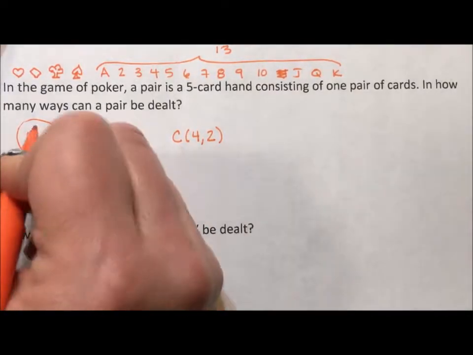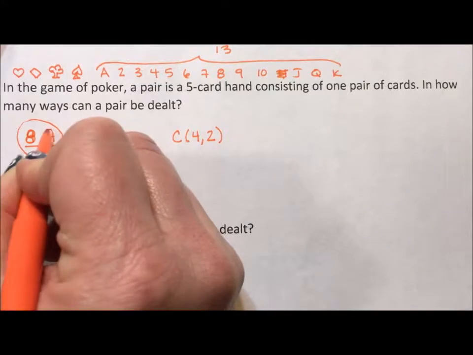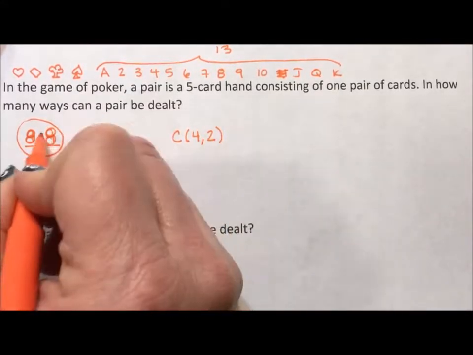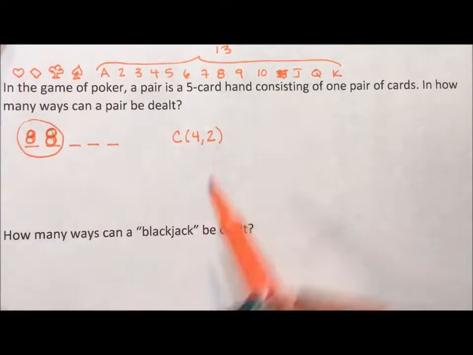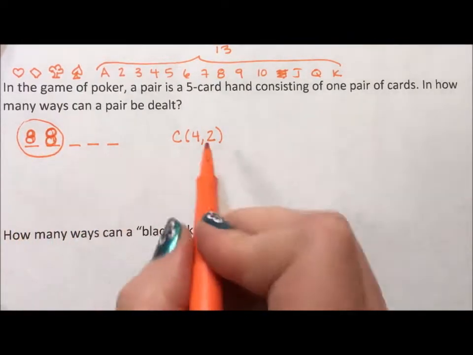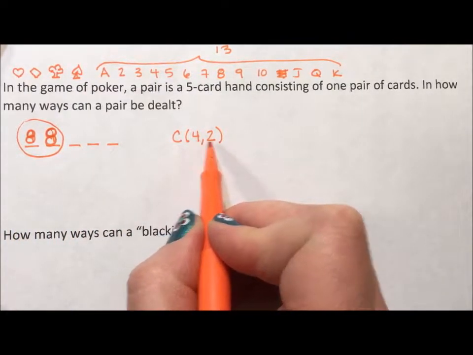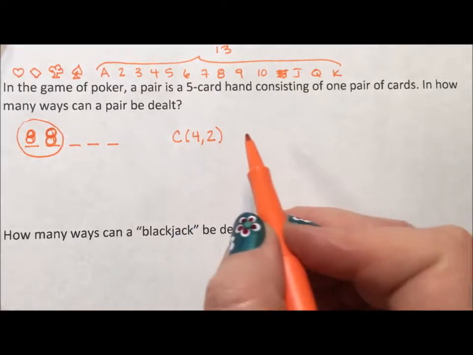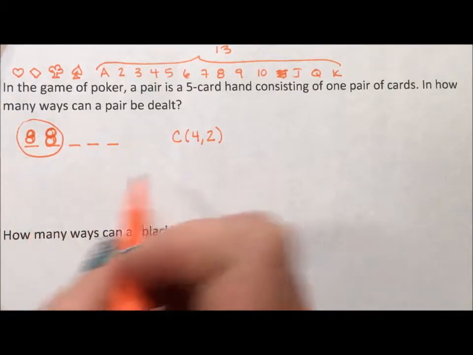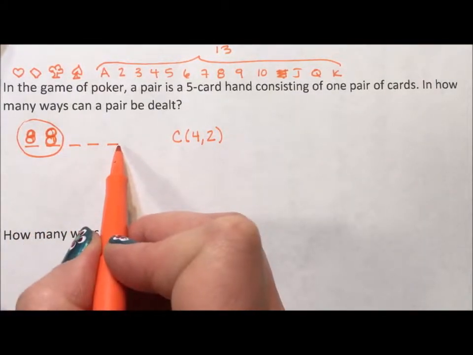Okay, so let's turn these 4s into 8s so that you don't think that the 4 comes because they're 4s. The 4 comes because there's 4 suits. So let's say I want a pair of 8s. I need to take the combination of the 4 8s taken 2 at a time. So that's that. And then I have 3 other cards.